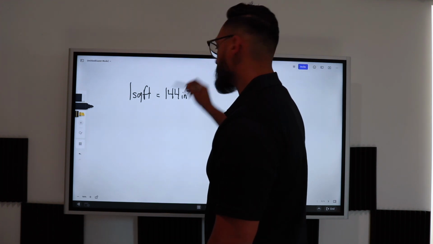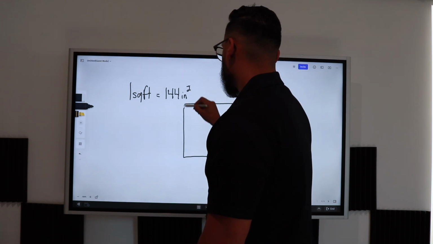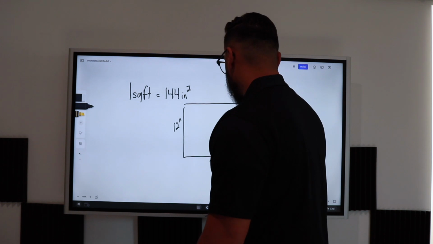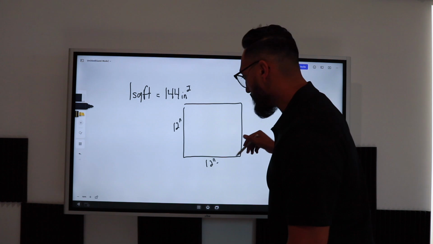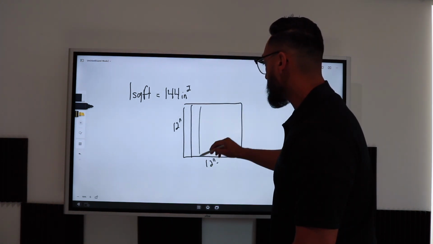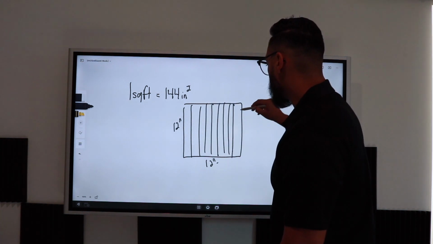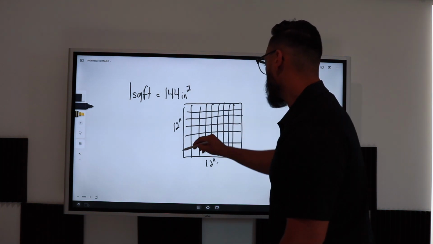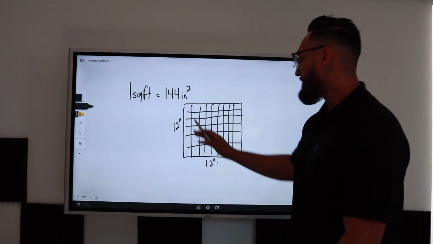Inches squared. So what does that mean? Basically, if I were to draw a square, 1 square foot is 12 inches by 12 inches, because there are 12 inches in 1 foot. What this means is that in 1 square foot, there are 144 perfect square inches. My drawing isn't that perfect, but that's basically what that means.